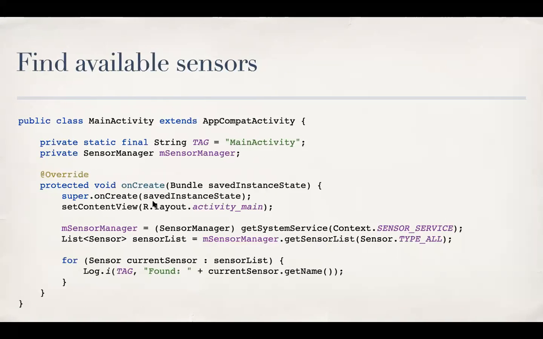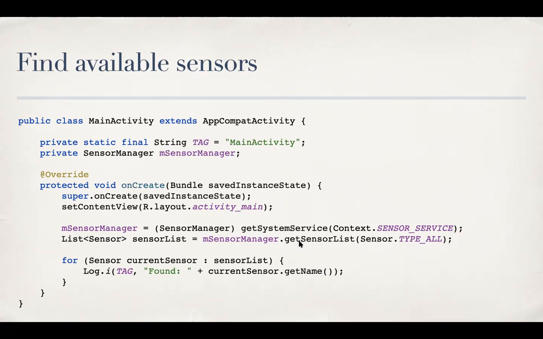So first of all, finding available sensors. On the main activity, we'll have our tag, create an instance for a sensor manager and initialize it in the onCreate method. So we get system service, and the name of the service is context dot sensor service. It gives you a sensor manager, and as you can see, you can obtain it from anywhere. So once you have the sensor manager, you can start calling methods on that, obviously.